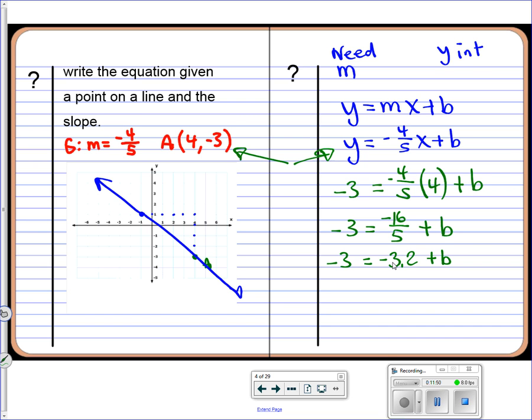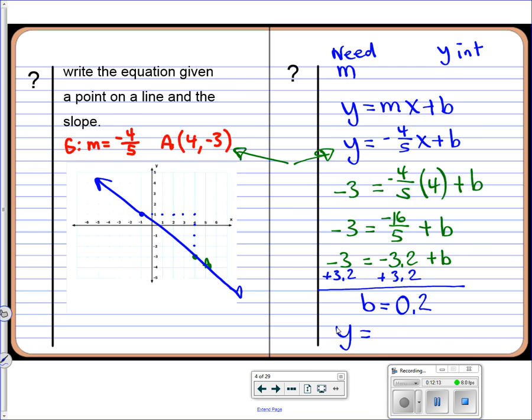I'll add 3.2 to both sides, and I'll use my calculator if needed to find out what the b is. It's that simple. And there I have it. I have my b. My slope was given to me, I just needed to find my b, and so I plugged in my x's and my y's. I got it. So now I can write the equation.